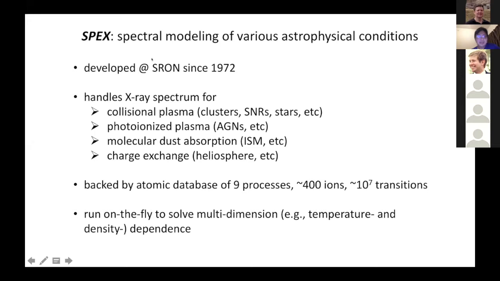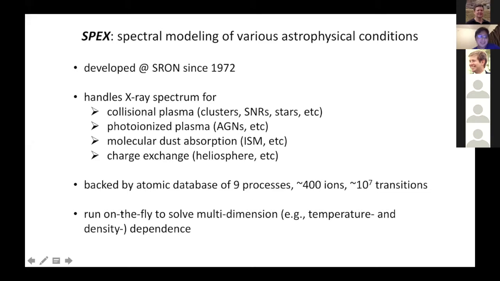Spex is a plasma code developed at SRON since 1982. It is developed to handle X-ray spectrum, in particular high-resolution spectroscopy for many kinds of astrophysical conditions: collisional plasma from diffuse objects, the stellar corona, photonized plasma from compact objects, absorption spectroscopy, charge exchange plasma, etc. Just like AtomDB, Spex is supported by a very large database of atomic processes, wavelengths, rates, transitions of around 400 ions from hydrogen up to zinc.